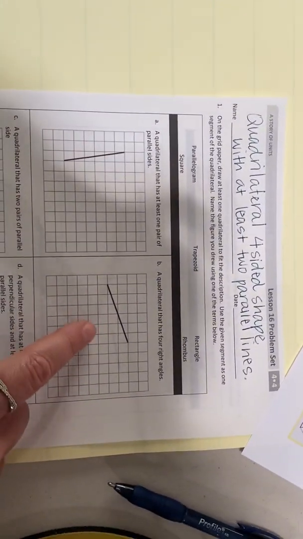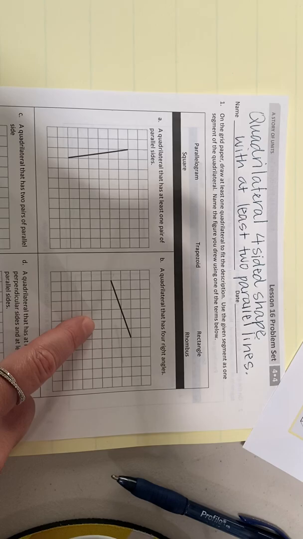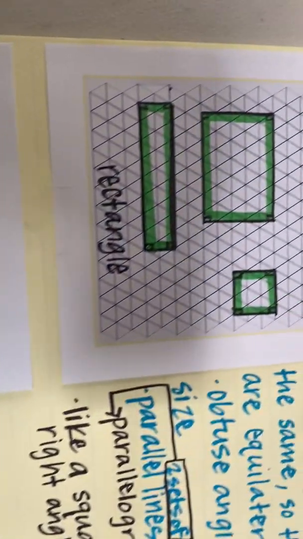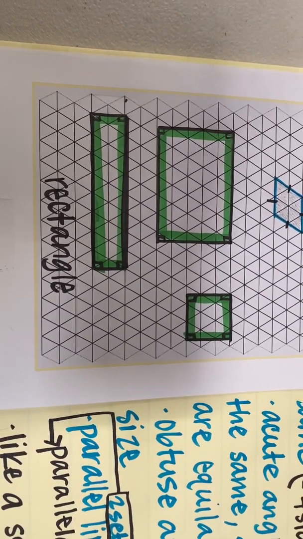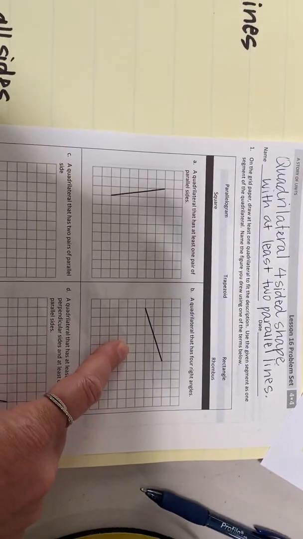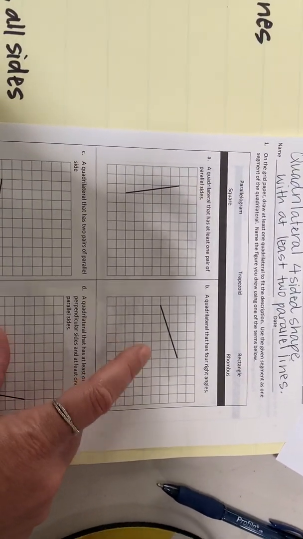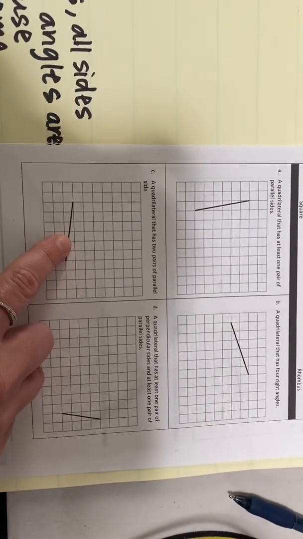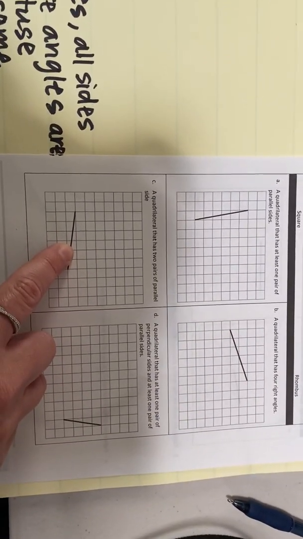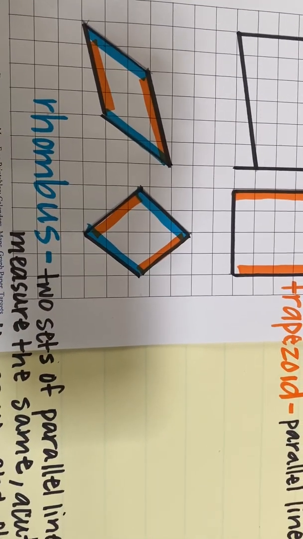A quadrilateral that has 4 right angles. Which shapes had 4 right angles? Remember, our rectangles and squares. Those have 4 right angles. And you're using the grids to draw them. Use your straight edge, it will help you. A quadrilateral that has 2 pairs of parallel sides. Again, that could be your rhombus or your parallelogram.